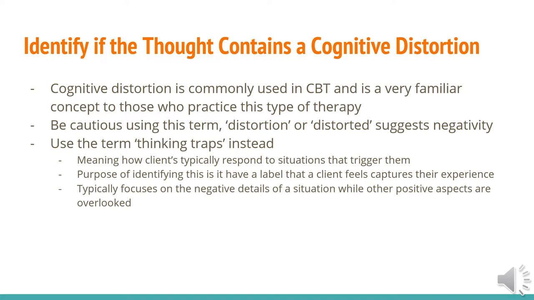This relates to how clients typically respond to situations that trigger them, and the purpose of identifying this is to have a label that the client feels captures their experience in a situation. This also typically focuses on the negative details of a situation while other positive aspects are overlooked. So we want to make sure that while the negative details are supportive, we also want positive aspects to not be overlooked.